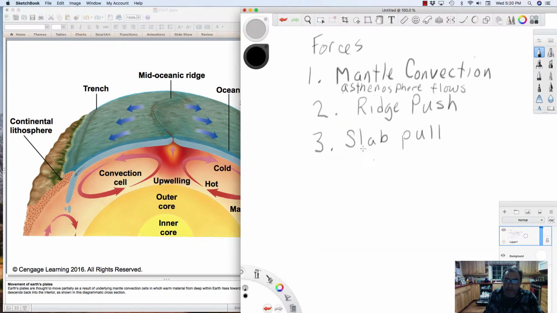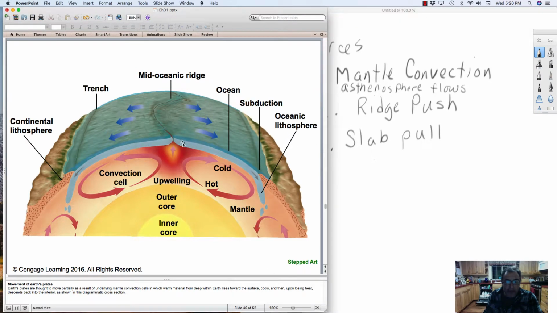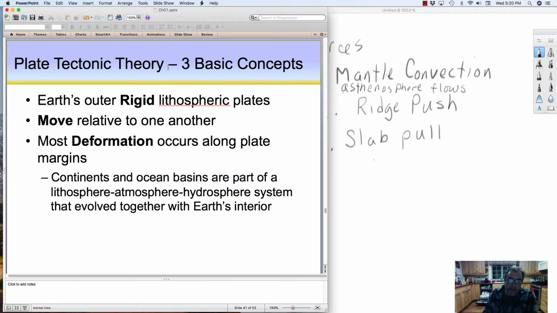And finally, the third one, slab pull. So once ocean lithosphere goes into an ocean trench here, into one of these subduction zones, the weight of this ocean slab, in fact, once it's subducted, we call it a slab, that ocean slab is pulling this tectonic plate, again, emphasized by this mantle convection. So we have the ridge push, the slab pull, and the mantle convection. Three basic concepts for plate tectonics.